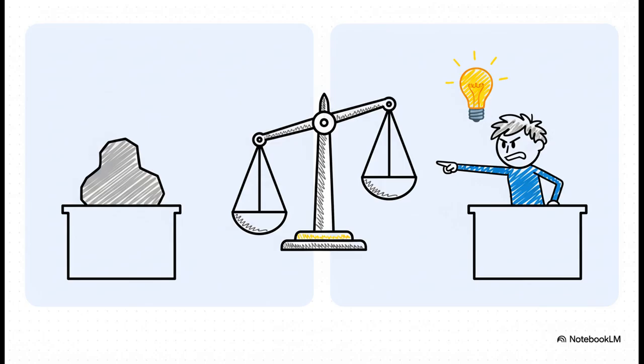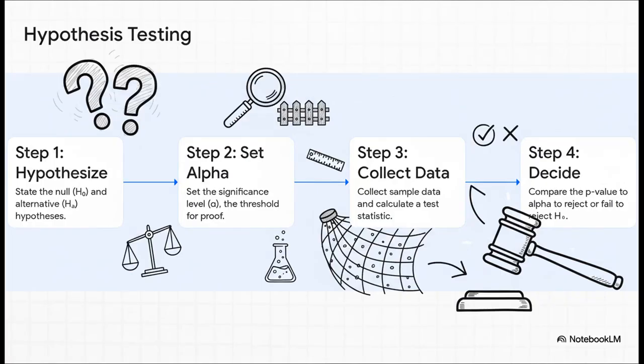This is the exciting new claim that there is a real effect to be found. And this trial follows a very strict procedure. Step 1, you state your two competing stories, the null and the alternative. Step 2, you decide on your standard for proof. How much evidence is beyond a reasonable doubt? We call this alpha. Step 3, you go out and collect your evidence, your data.